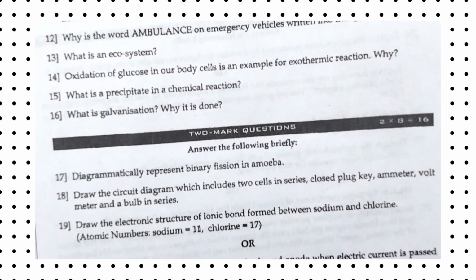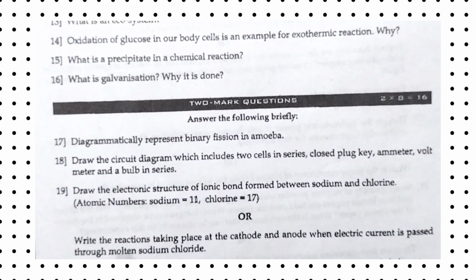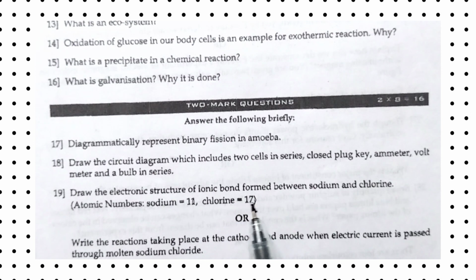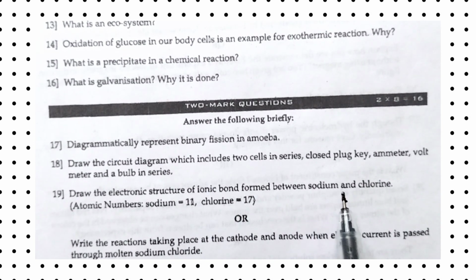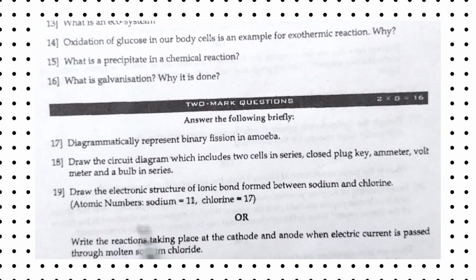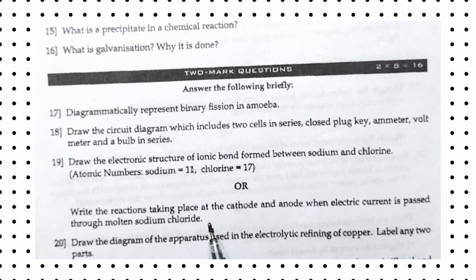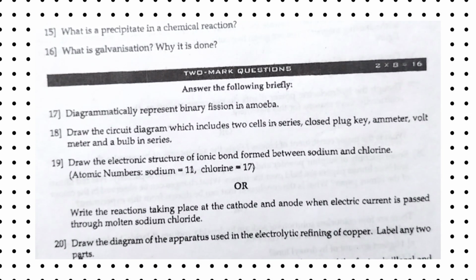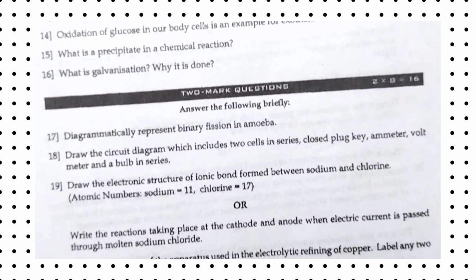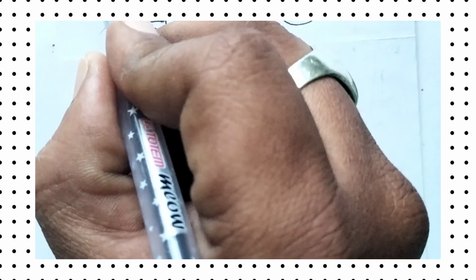Next, coming to the 19th question: draw the electronic structure of the ionic bond formed between sodium and chlorine. In that, there is an internal choice question, that is, write the reaction taking place at the cathode and anode when electric current is passed through molten sodium chloride. So now let us answer both questions. Again, draw the electronic structure of the ionic bond formed between sodium and chlorine. So let us answer this.